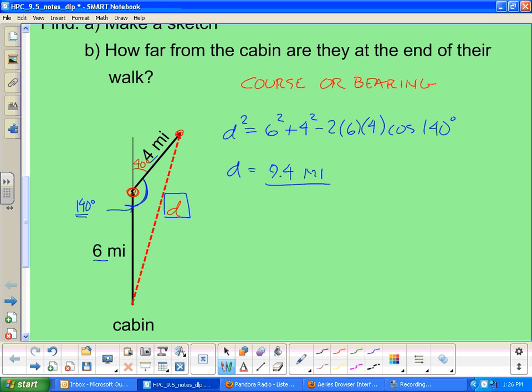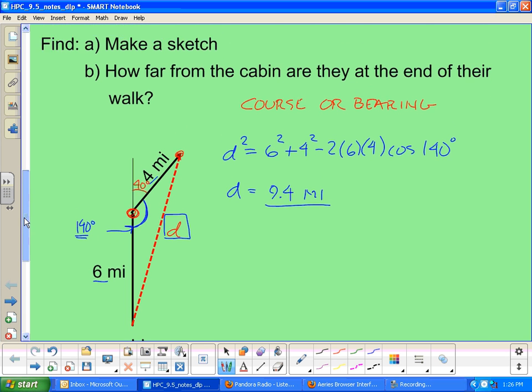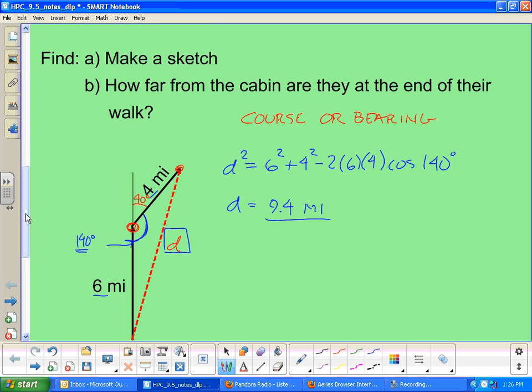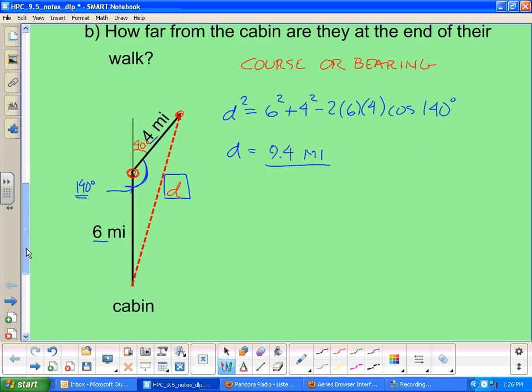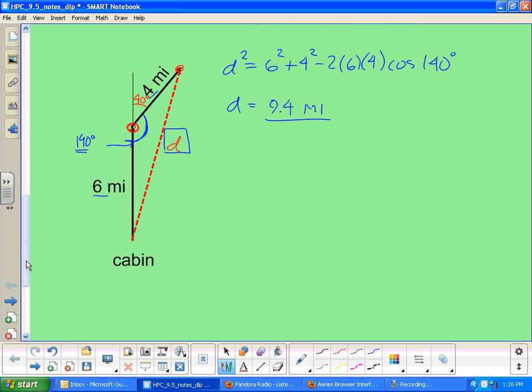All right, that's not the distance they walked. They walked longer than that. But if you were to just draw a line between where they are and where they've been from, that would be 9.4 miles away. Now we're going to add on to this. We're going to find out what their bearing is, and we'll do the bearing from the cabin to where they ended up. So we can get this concept of bearing. This is the piece you need to get down.